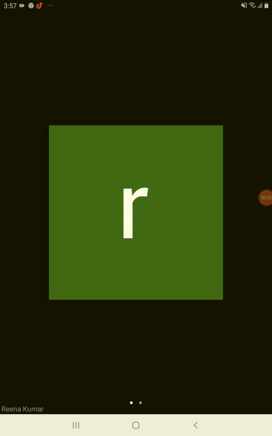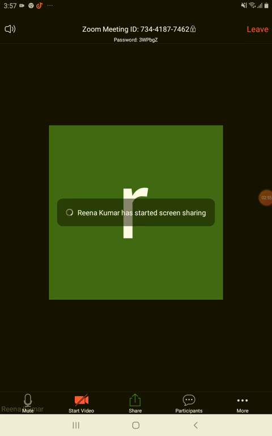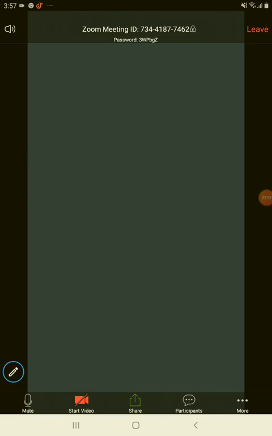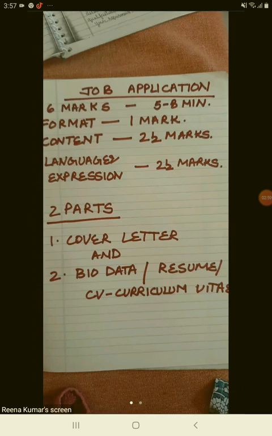When you write a job application, it's a 6-mark question in the exam, and this question has 2 parts. First part is the cover letter. What does it include in the cover letter? Let us see now. The formal letter that you will write, and the second part of it includes the biodata, that is your resume and your curriculum vitae. Now let us see this again.